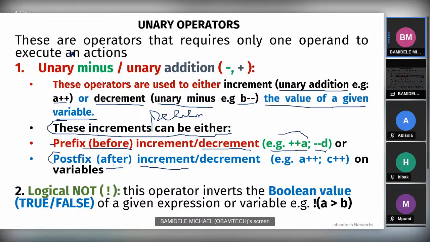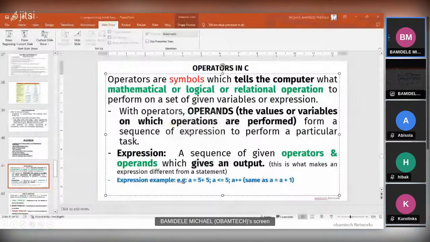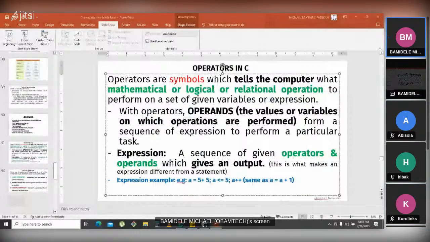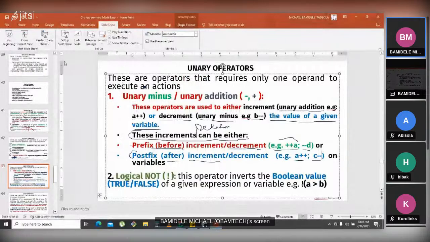Postfix increment and decrement. For example, the sign coming after the variable or operand is postfix. This is postfix increment. It can also have c minus minus as postfix decrement. This increment and decrement is sometimes confusing to some persons, but understanding this basic thing can help.